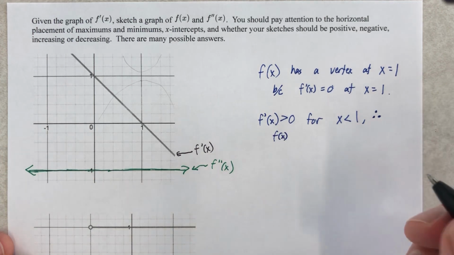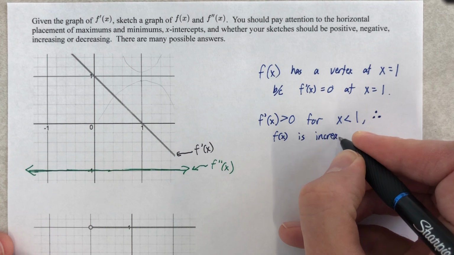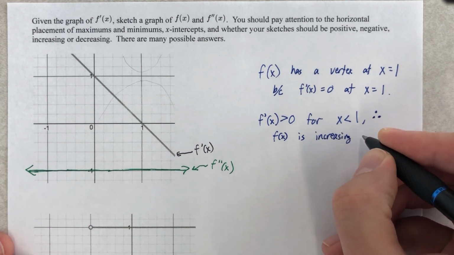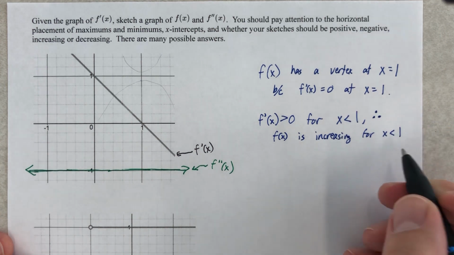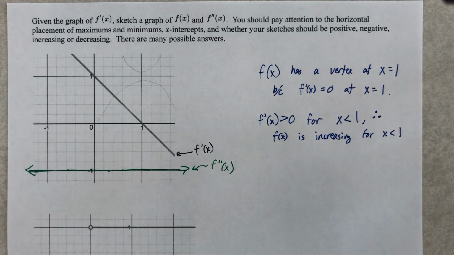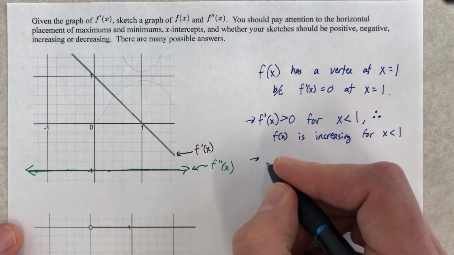Therefore, f of x is increasing on that same interval for the values that are less than 1. You could say negative infinity to 1, okay? Let's take that idea and run with it. So there's one idea. Here's another idea.